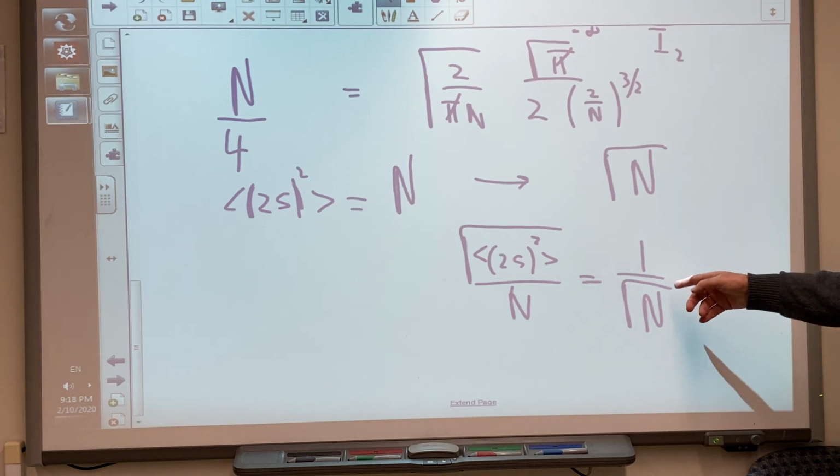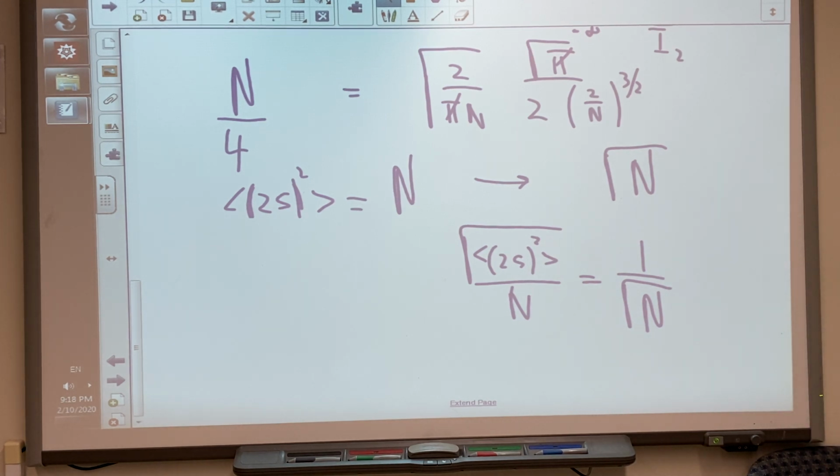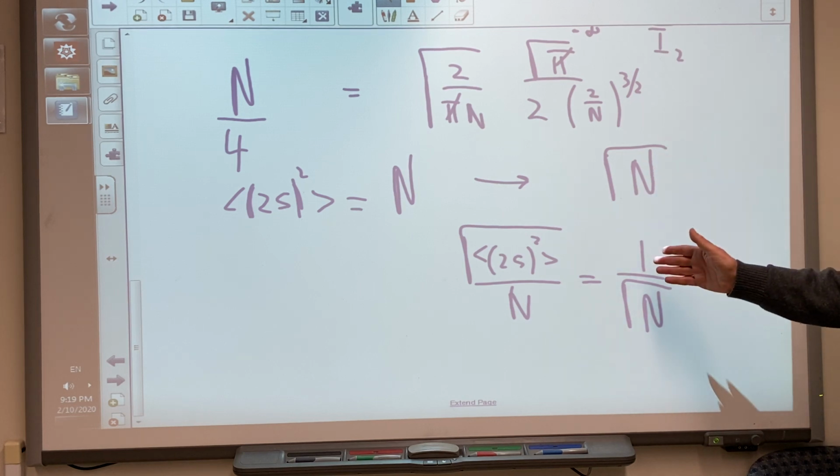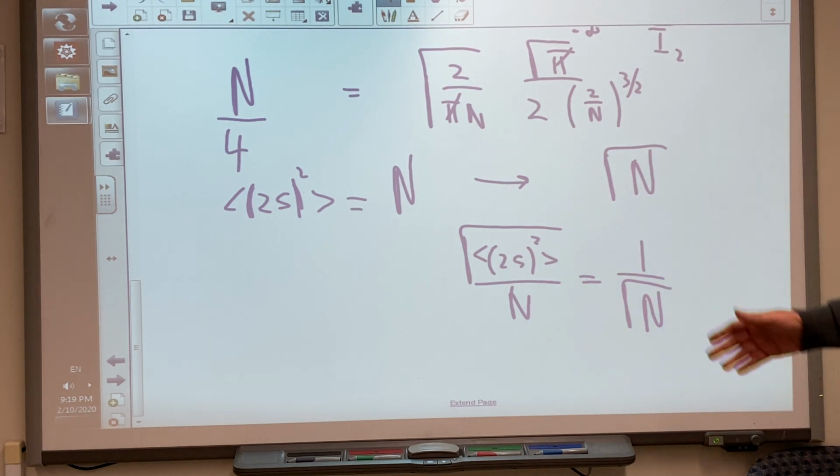So if we have 10 to the 20, this is 10 to the 10. So it's likely that if you have any fluctuation in your system, any number of spins that point the wrong way, that fluctuation would be a fraction of 1 spin in a billion or 1 spin in 10 billion at the most, because this is 10 to the minus 10.